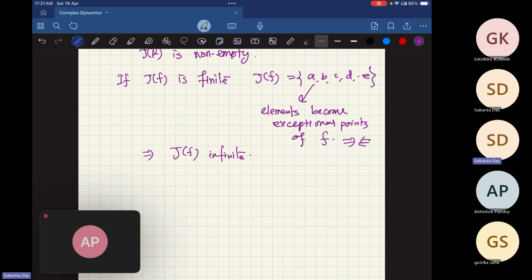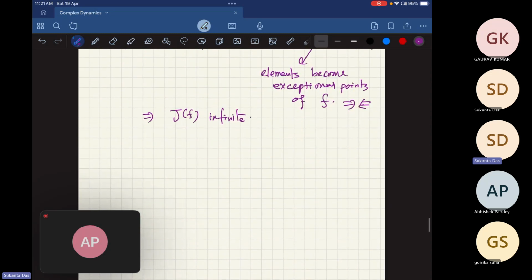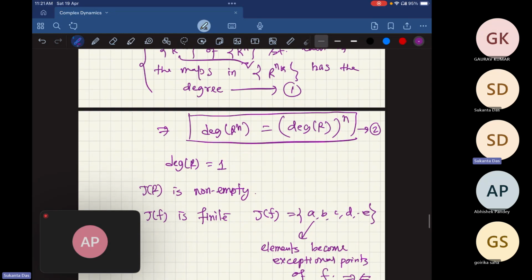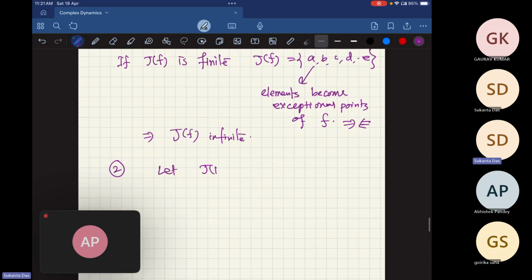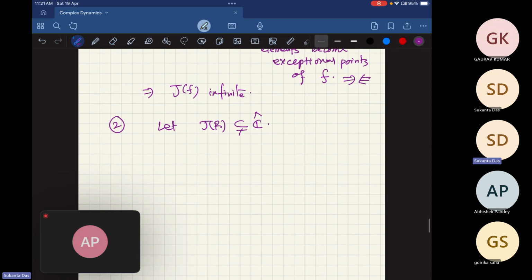Now we want to show that it is either C hat or it has empty interior. This is the second part. Let the Julia set of R be a proper subset of C hat. I'm writing sometimes R and sometimes F, which is confusing, so you can stick to R. Then I will show that the Julia set has empty interior.